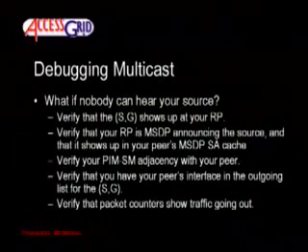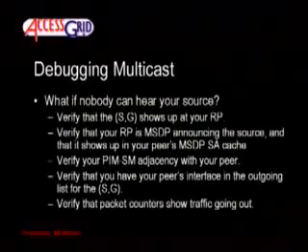If everything looks good and they should be getting your traffic, verify that you have a peer's interface in the outgoing list for the S,G. If not, that means the join hasn't gotten to you or you haven't accepted that join for some reason. And finally, verify that the packet counters show the traffic going out. Again, look at the counters. Don't just look at the S,G state, also look at the counters to make sure that the packets are really moving.